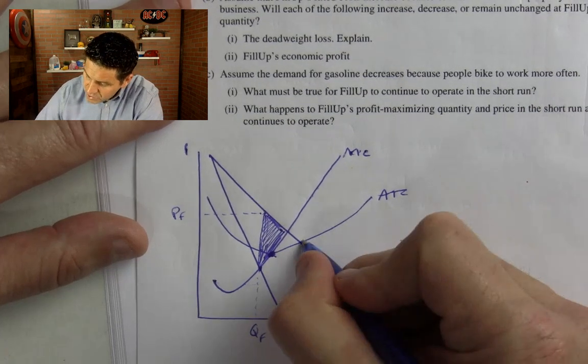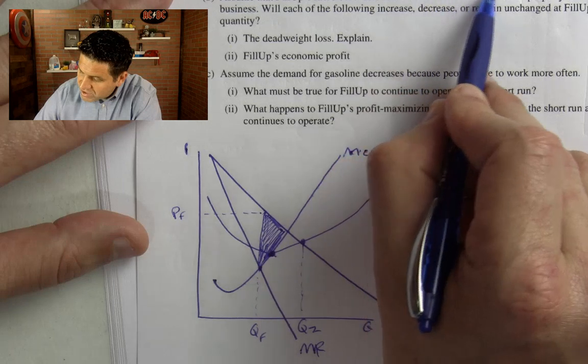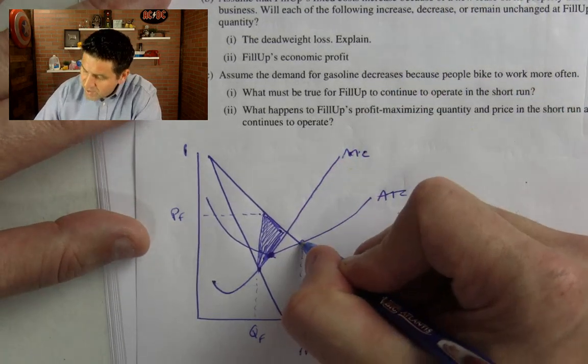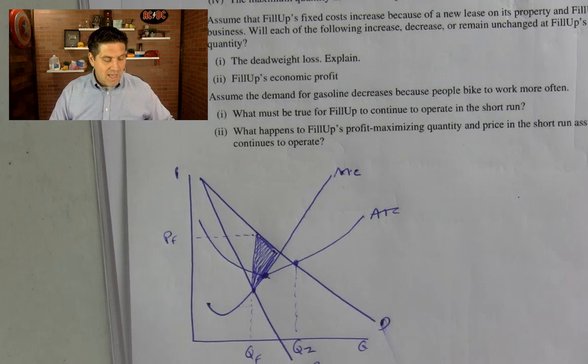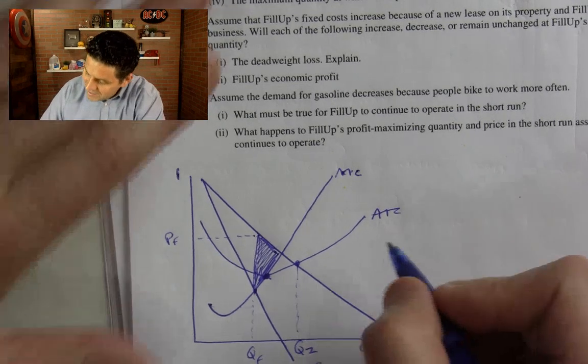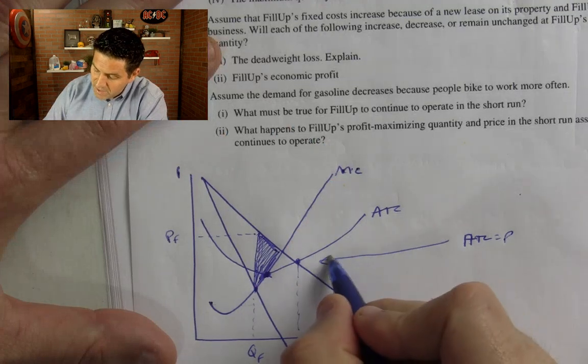QZ. This is right here. Maximum quantity where they'd earn zero economic profit. This right here, this is something new. I didn't really cover it in the last question. This idea of where the ATC equals the price, that's where they're making no economic profit.